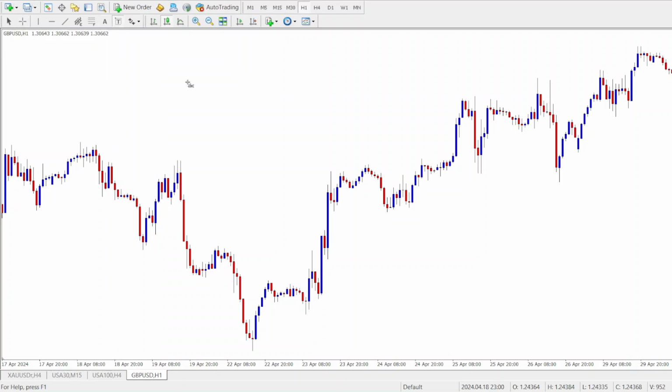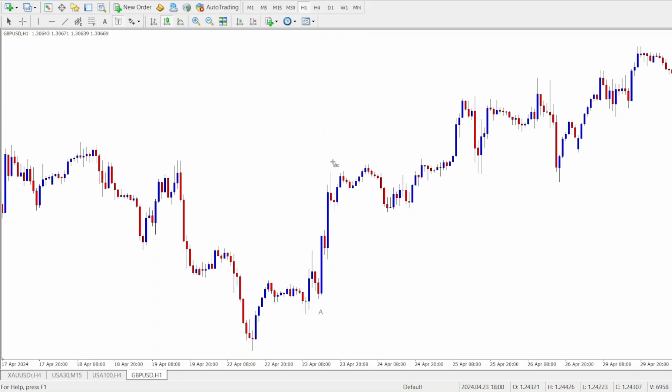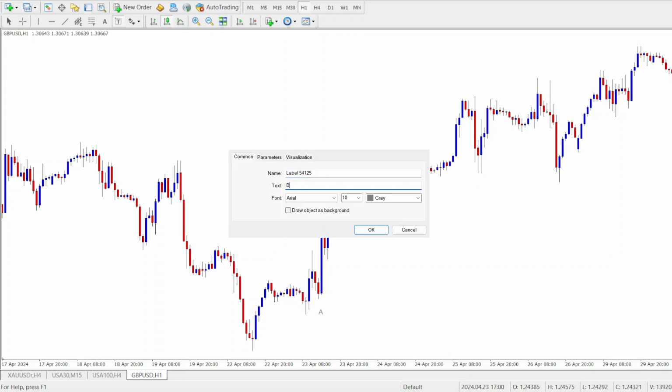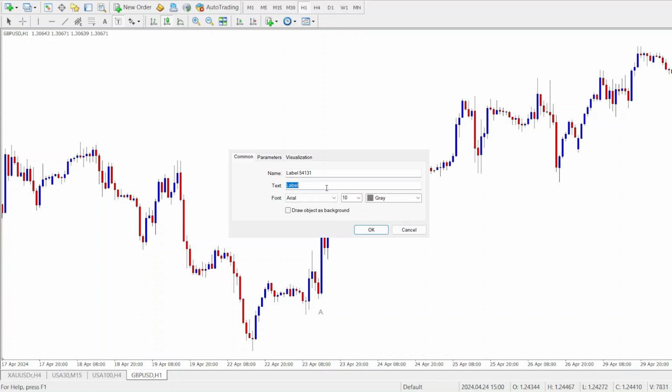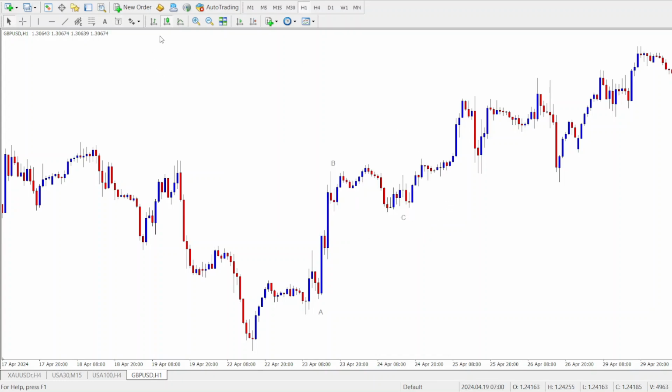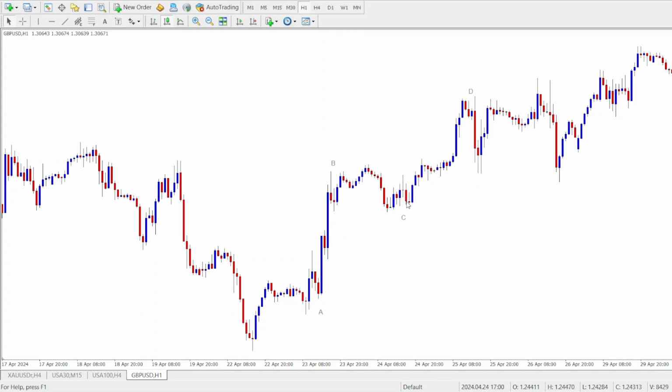Now the four key points are point A, point B, point C, and point D, as we can see here. Now that maps out a zigzag pattern. You can see the ABCD, it maps out a zigzag pattern on the price chart.